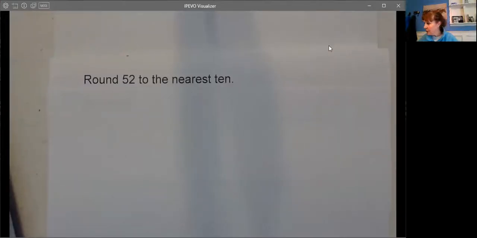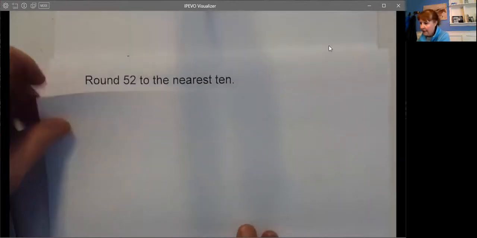Hi there. Well, we're going to go ahead and look at section 1.6, which shouldn't take us too long. It's on rounding. And the first couple of questions, you're going to be asked to round a certain number, maybe to the nearest 10, but they're going to give you a graph. So here's an example. Round 52 to the nearest 10.